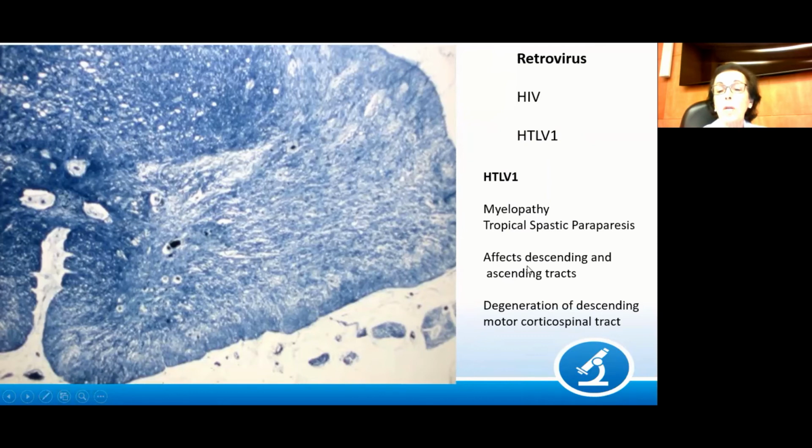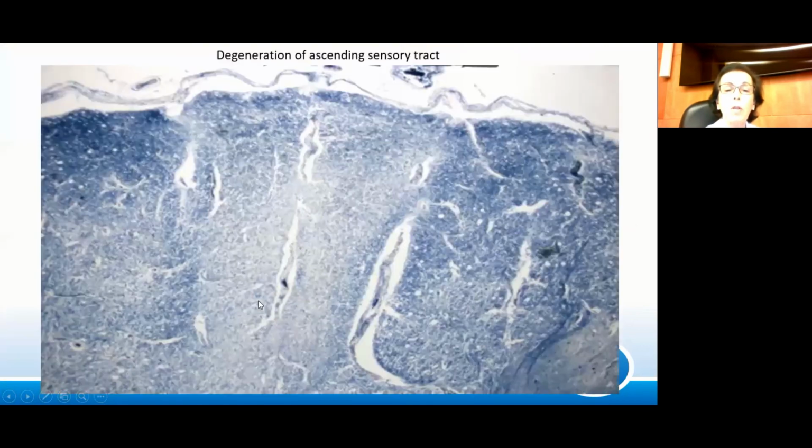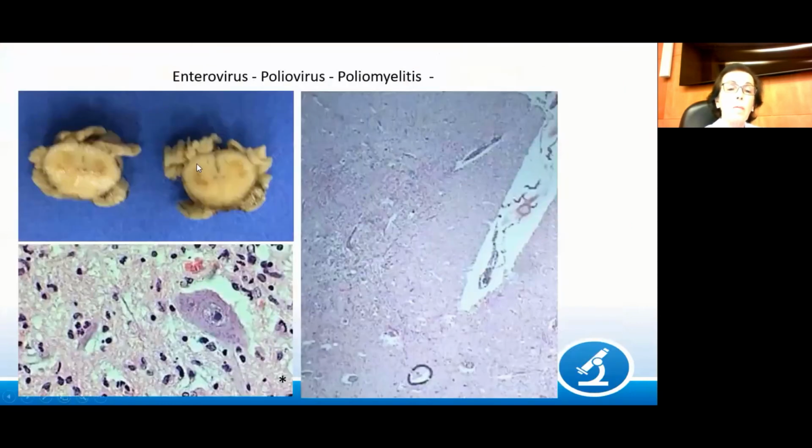In fact, there is hardly any inflammation, but there is this affection of descending and ascending tracts of the spinal cord. Here's the degeneration of the descending corticospinal tract and the degeneration of the ascending sensory spinal tract. Just one more case, which I also took from Lenten slides.